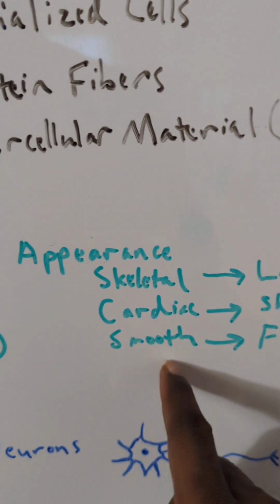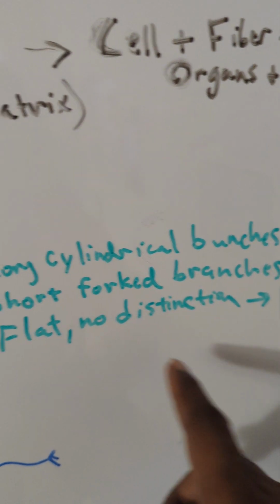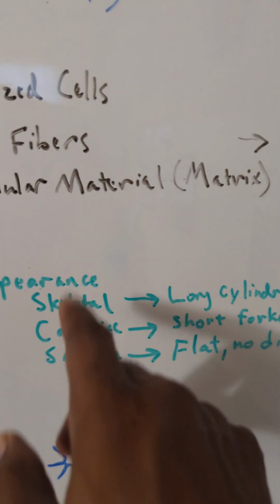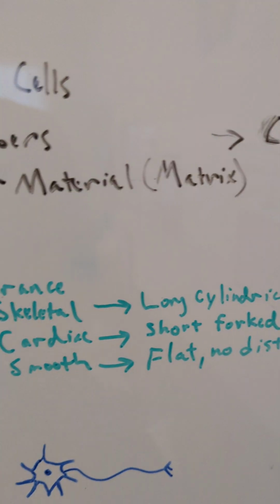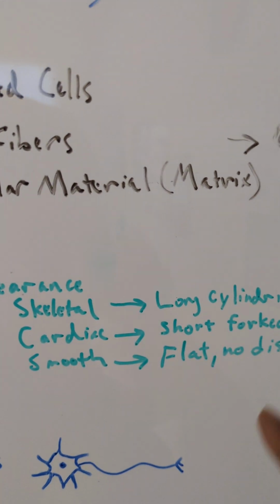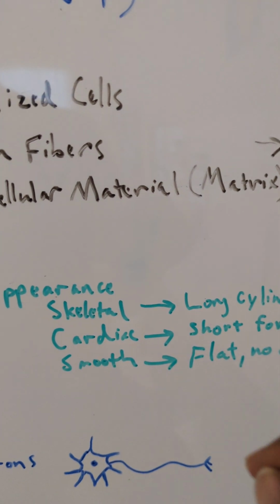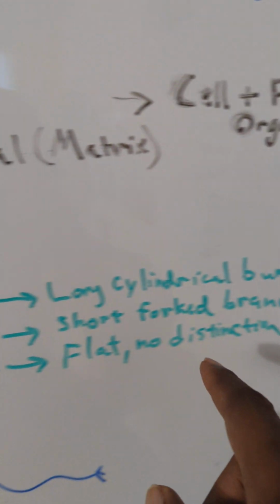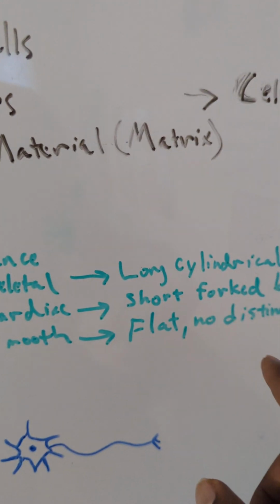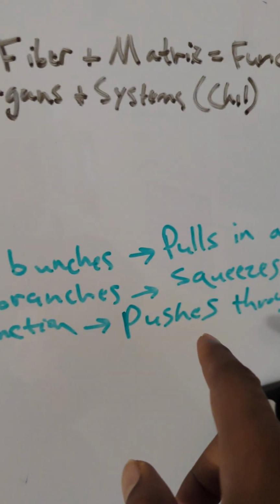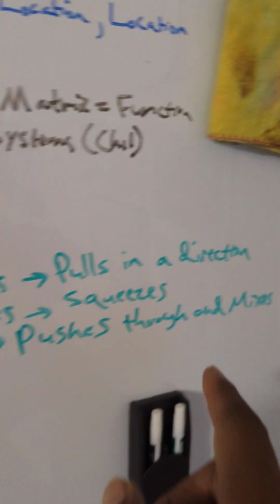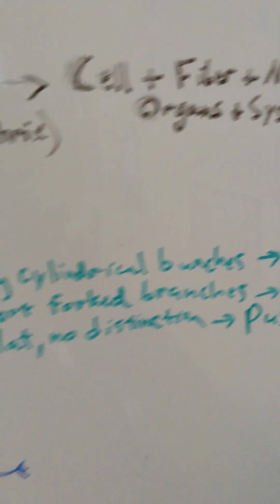And then smooth muscle is flat. It doesn't have a lot of distinctions to it. It doesn't have the same lines and patterns on it as skeletal and cardiac muscle do. And the reason why is because it doesn't have some of the same intracellular structures within it. So because it's set up a little differently on the inside, it appears flat with no real physical distinctions. And what it does is it pushes substances through hollow organs, and it also mixes substances within hollow organs.